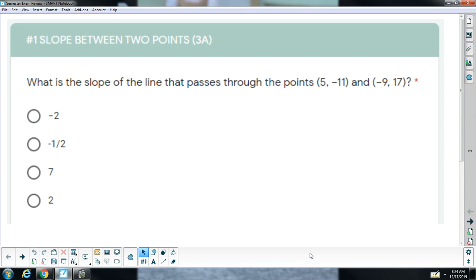So number one, it's talking about slope. You will have a formula chart on the test and on that formula chart there is the formula for slope. So on this problem, we are given 2 points that we want to find the slope of. So that's when you do y minus y over x minus x.